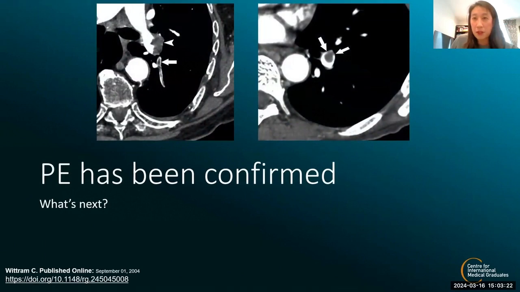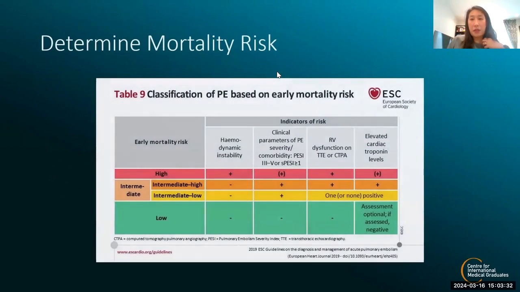Okay, so PE has been confirmed. You've done your clinical probability, you actually did the CTPA, and the PE has been confirmed. So what's next? So you have a PE. What you then need to determine is how likely it is that the patient will come to great harm, so the early mortality risk of a PE, okay?